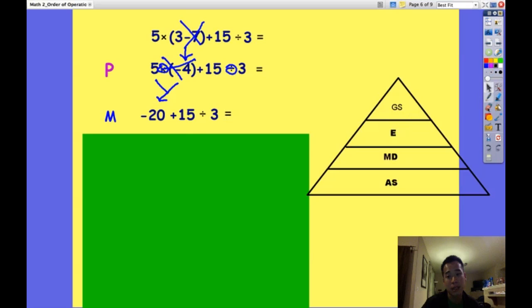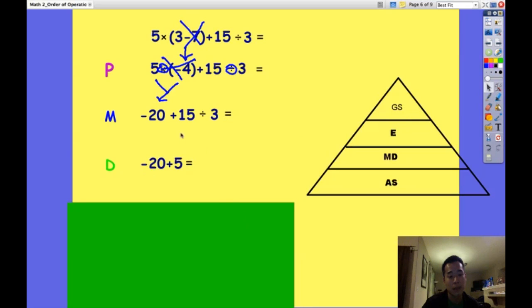So what I need to do next is divide 15 by 3. In this case, it's positive 15. So I want you to watch how I do this. Let me switch to the pen tool. So from here, 15 divided by 3 is 5. So right now, this is all I have left. And if you look, that's the last thing in the triangle. Negative 20 plus 5 is equal to negative 15. Again, pause it and look how I just did this.